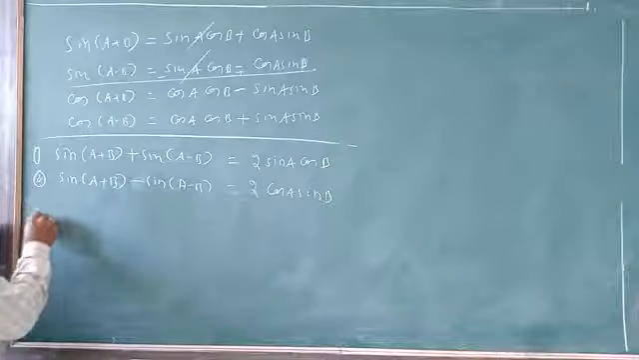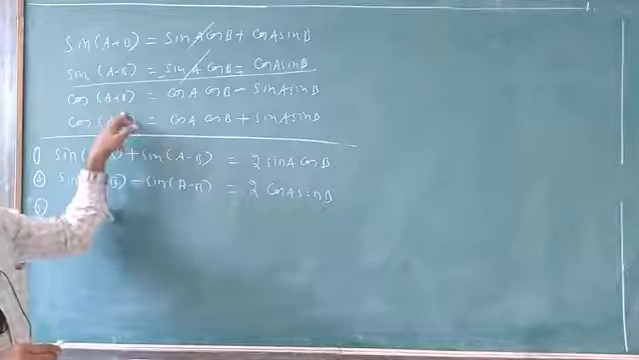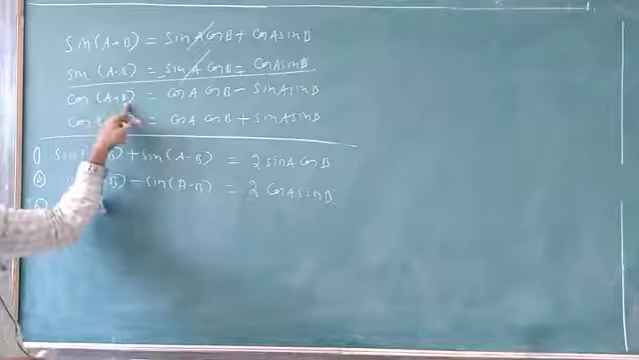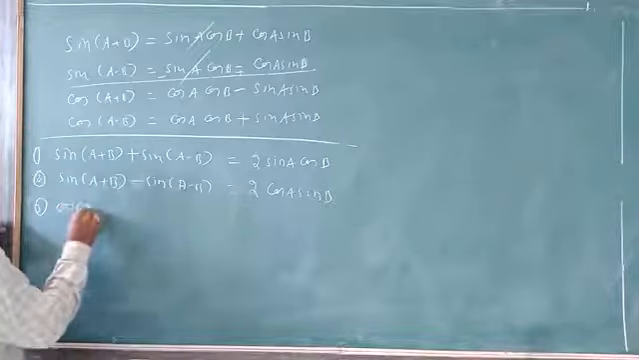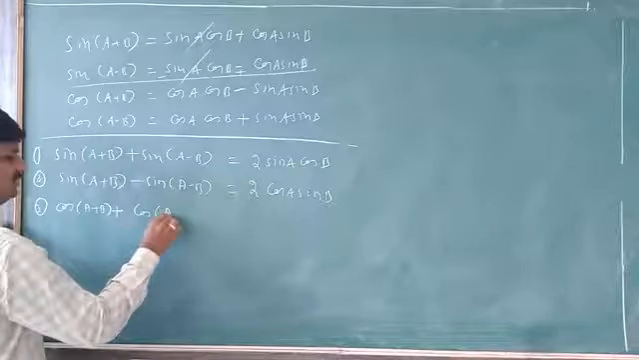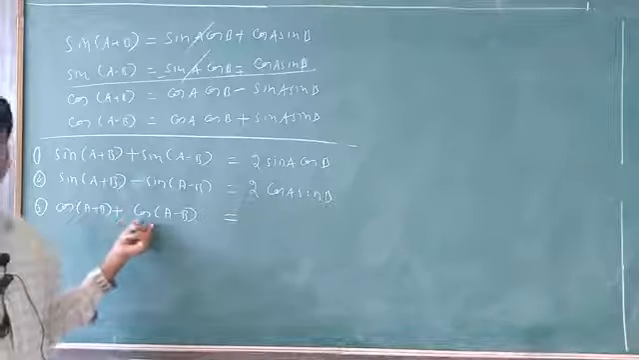Next, third one. What we have to do? Add these two equations. What is that one? Cos. Left side, what is there? Cos of a plus b, cos of a minus b. So what it is? Cos of a plus b plus cos of a minus b.